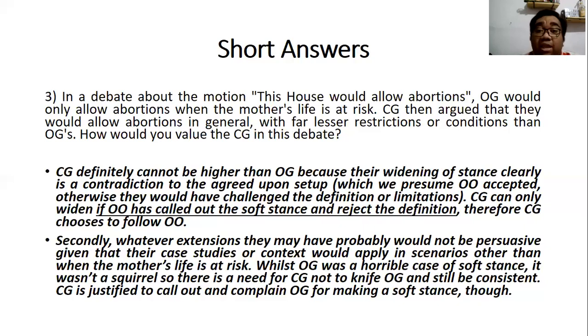So while we acknowledge what opening government did was a horrible case of soft stance, it was not a squirrel. And so therefore, there is a need for closing government not to knife the opening government and still be consistent. However, closing government is justified to call out and complain about how narrow the debate is that is decided by the opening government, but they should still stick with what was being said.